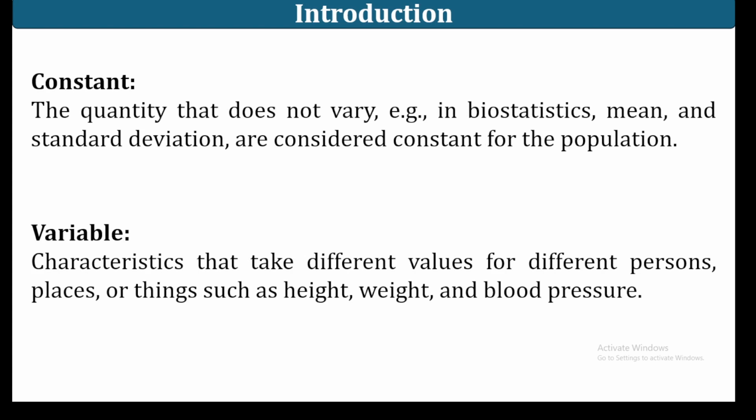Okay, so we all know what a constant is. A constant does not vary in biostatistics. That means the standard deviation is always constant for the population. And a variable varies with respect to time, or with persons, that means it changes according to the parameter. We can say the person, place or thing, like the height, the weight, blood pressure, maybe the effectiveness or the efficiencies.